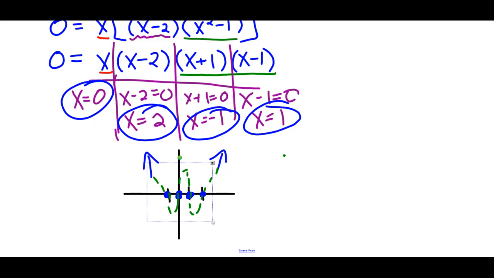So that's an approximate sketch of what this looks like here. If we wanted a more detailed sketch, we would have to find min and max points, but that's a pretty approximate picture of what this polynomial looks like.